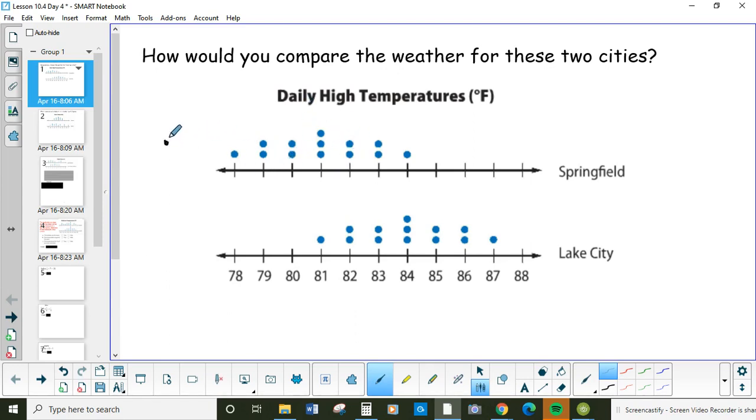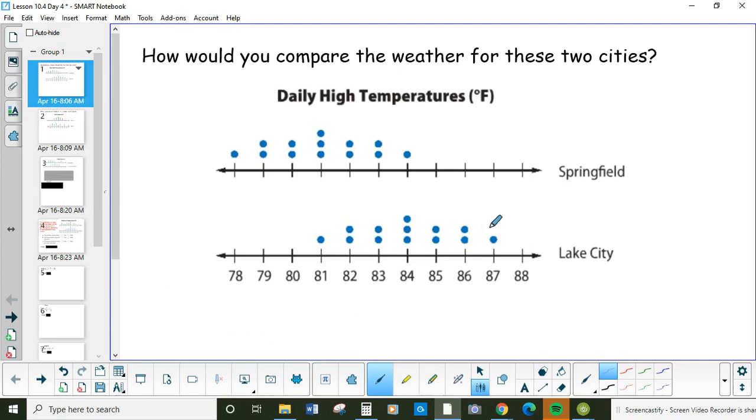Instead of clearly seeing the quartiles and clearly seeing the high and the low, sometimes they want to see where exactly all the numbers are, and that's what double dot plot gives us. So let's go ahead and take a look at this double dot plot and see if we can answer this question. It says, how would you compare the weather for the two cities?